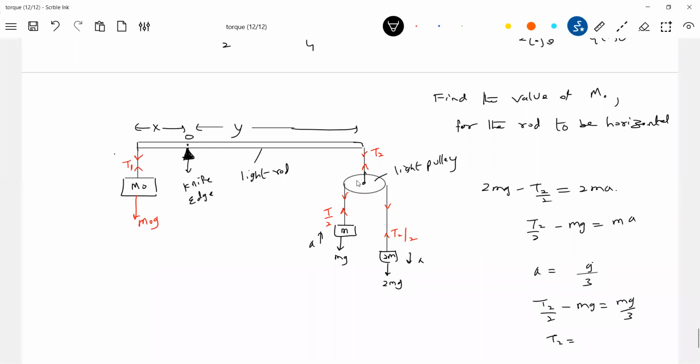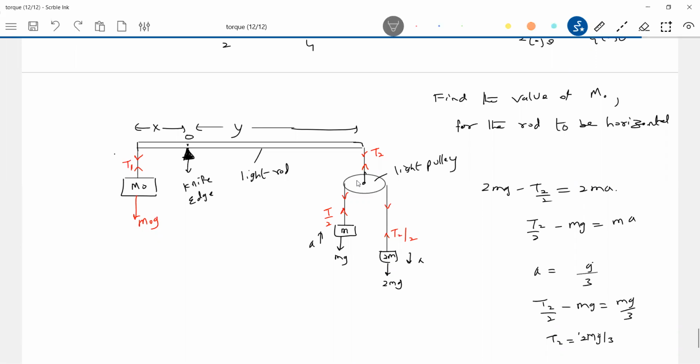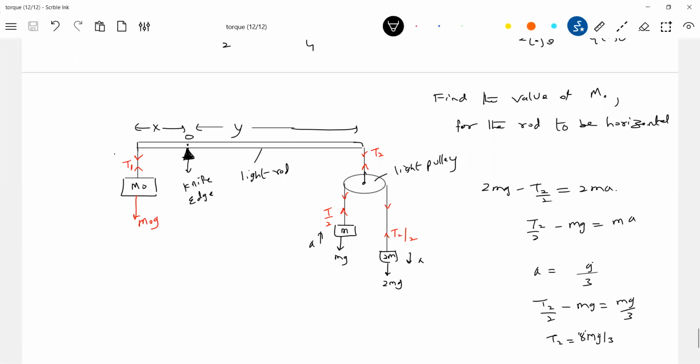So T2 by 2 equals 4mg by 3, and T2 comes to 8mg by 3. 8mg by 3 is the tension I got.